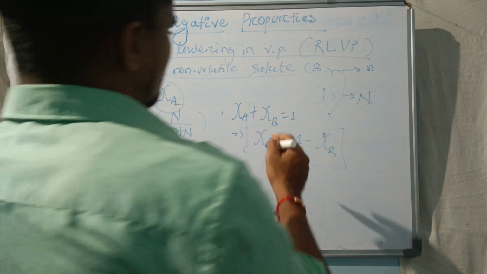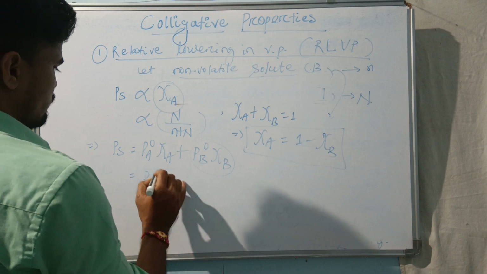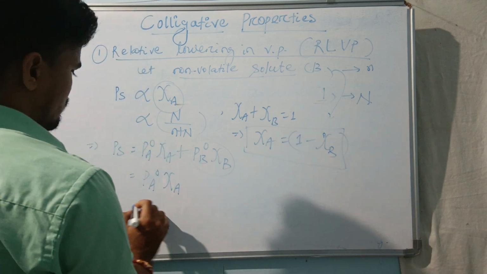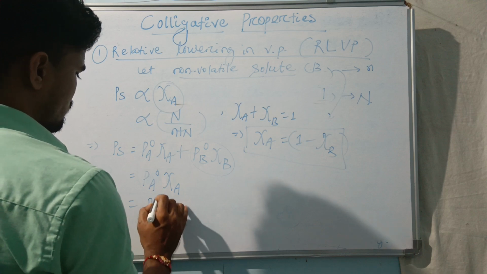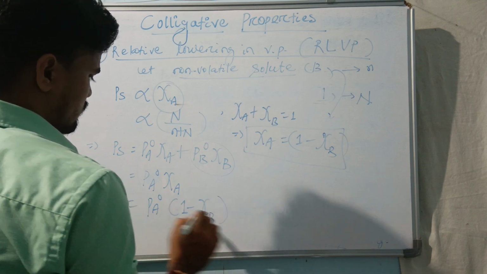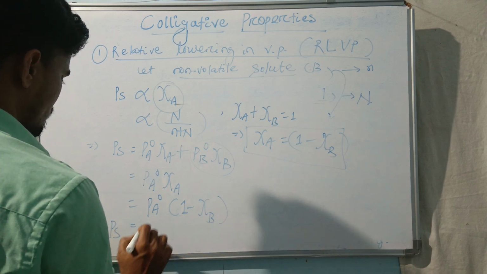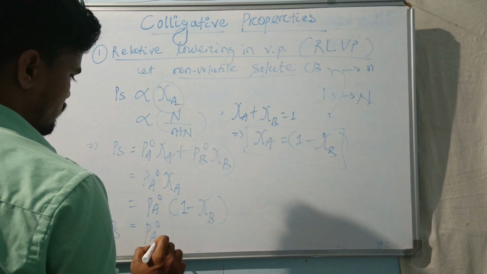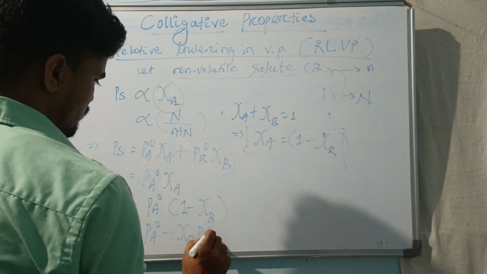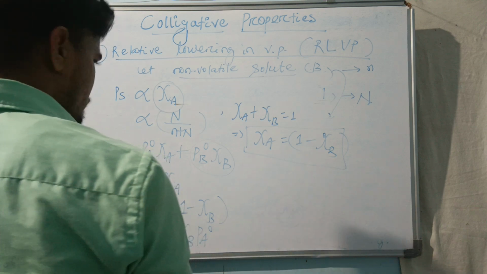So PB naught is 0. Initially we know that it should be 0. So only PA naught chi A. So what is chi A? 1 minus chi B. So PS is equal to PA naught times (1 minus chi B), which implies PS is equal to PA naught minus chi B into PA naught. Okay, again, what happens?